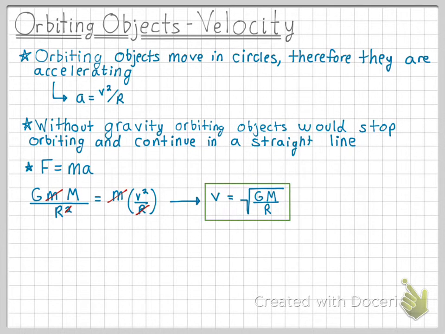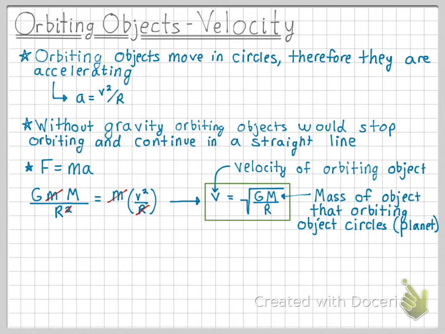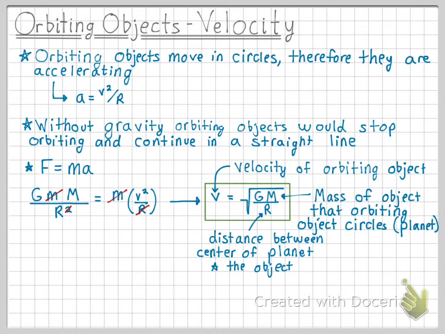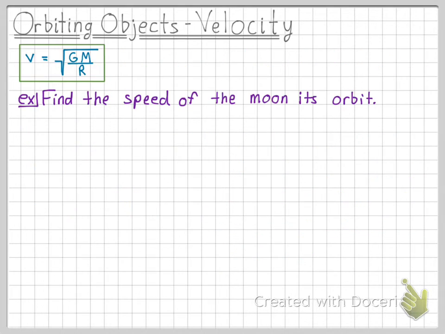So take note that v is the velocity of the orbiting object, and M is the mass of the larger object that the object is rotating around. This is typically a planet. And r is the distance between the center of each object, which is typically the center of a planet to the orbiting object. Let's do an example.